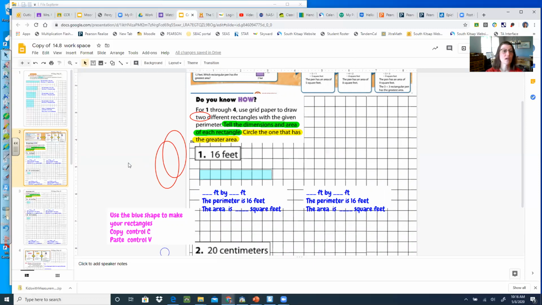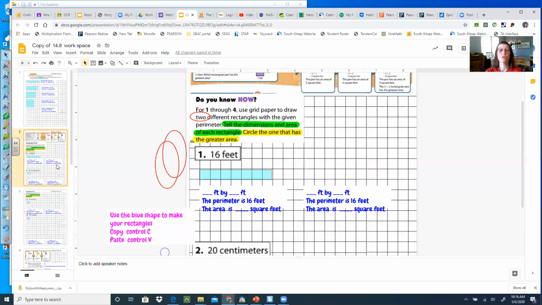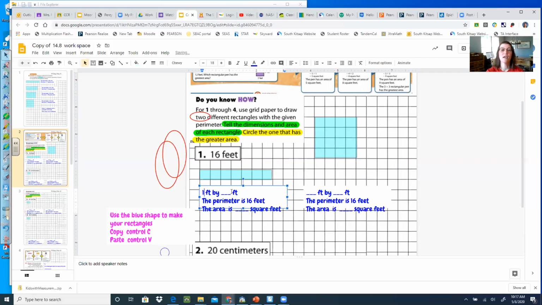So I'm going to go back over and I'm going to grab this guy. So I'm going to Control C, Control V, and now I got to move him over to where I want him. I'm going to plop him over here. There we go. So this one is 1 foot by, I believe it was 7. 1, 2, 3, 4, 5, 6, 7. Yep. So that's a 1 by 7. Its perimeter is 16, but its area was 7. So that guy's done.